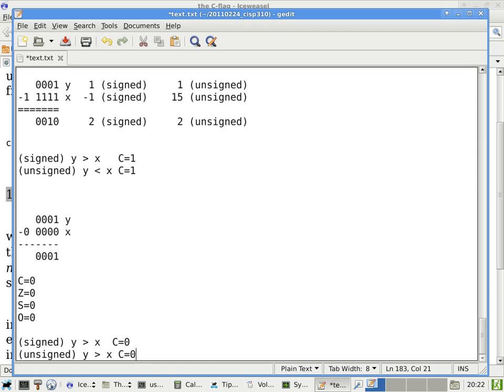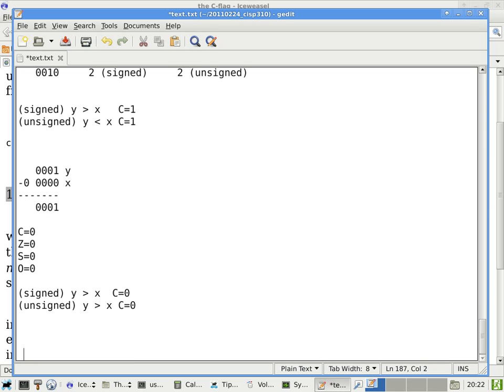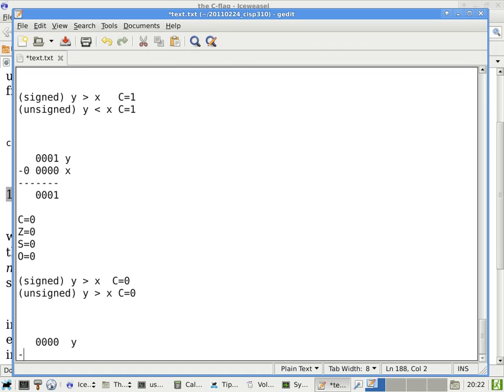Oh, but we haven't checked one special case. What if x and y are exactly the same? Would the carry flag still work in that case? No, we will still be consistent. Okay, let's take a look. I mean, this one is kind of trivial in that case. The zero flag will be true. We'll check that instead. It is still consistent.